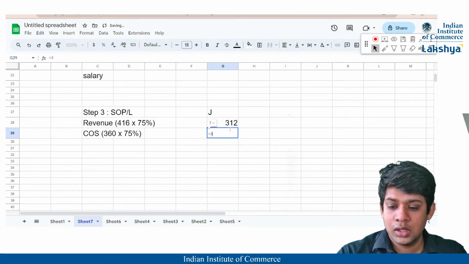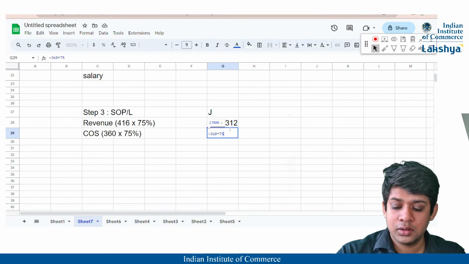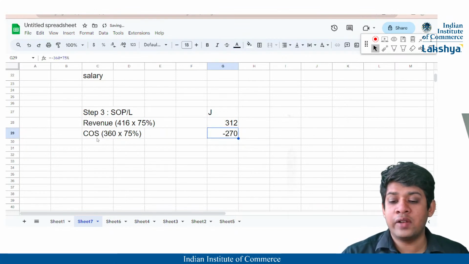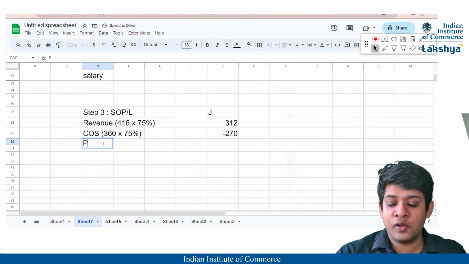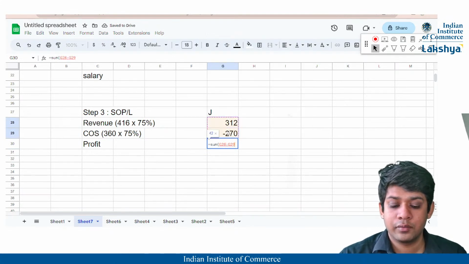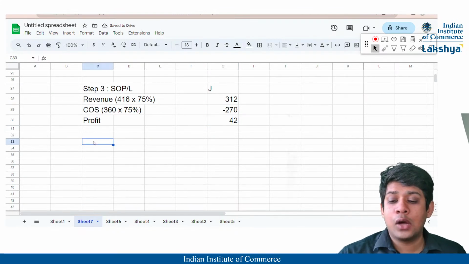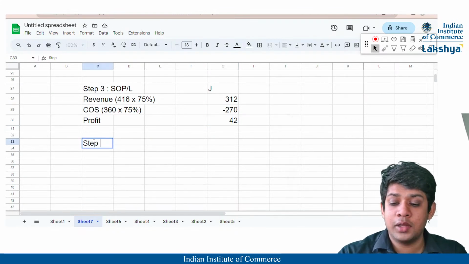That will be 360 into 75%, 270. So the profit that we have got for the year is nothing but 42. Correct? Now we jump to the last step, that is step number 4.